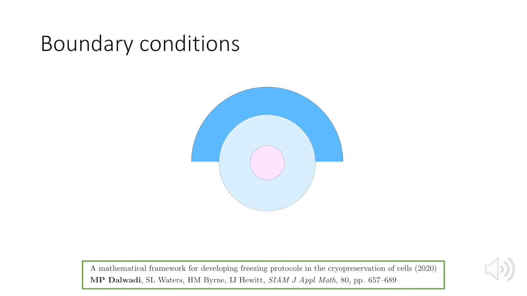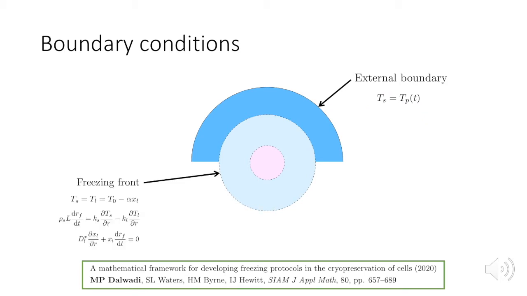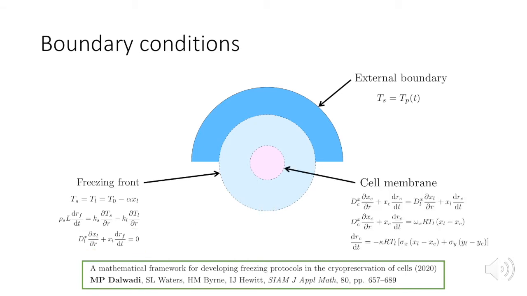We need boundary conditions to couple these regions together. At the external boundary, we impose the temperature. At the freezing front, we have several conditions. The first condition says that the freezing temperature depends on the CPA concentration. A higher level of CPA corresponds to a lower freezing temperature. The second condition accounts for the latent heat released upon freezing. The third condition says that no CPA is captured within the ice. The ice is purely water molecules. At the final boundary, the cell membrane, we have these conditions.